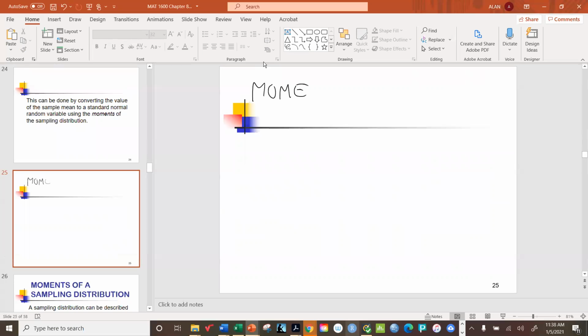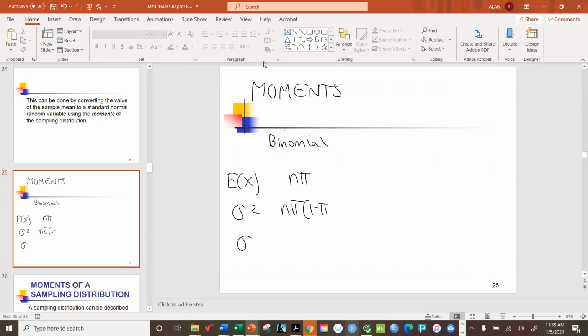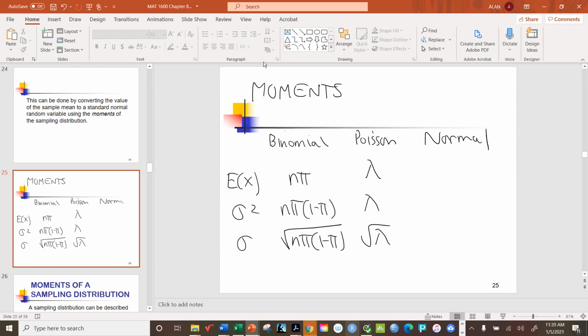In fact, let's remind ourselves real quickly what moments we already know. So just as a quick review, maybe I could create a little chart here. We have the expected value, the variance, and the standard deviation. We'll start with binomial. We have n pi, n pi 1 minus pi, and square root of n pi 1 minus pi. For Poisson, we have lambda. This is a really easy one. And then for the normal distribution, we have mu, sigma squared, and sigma.